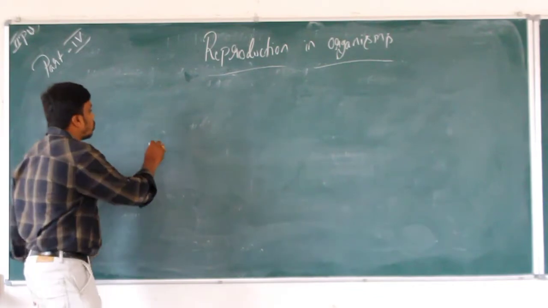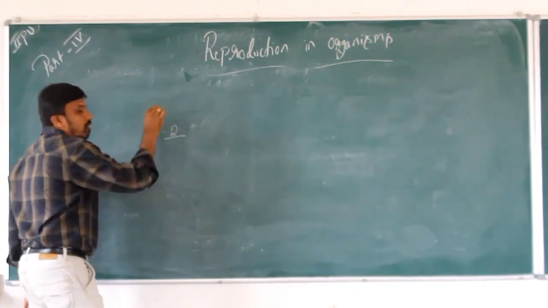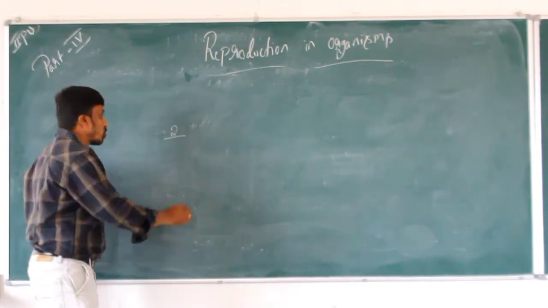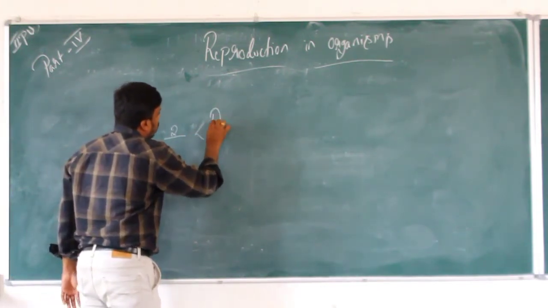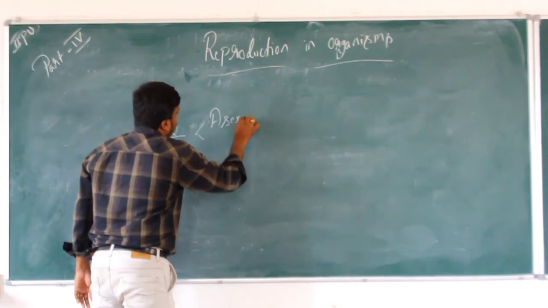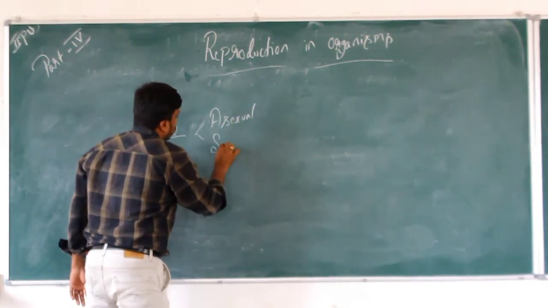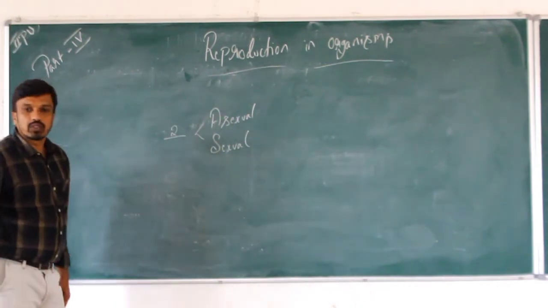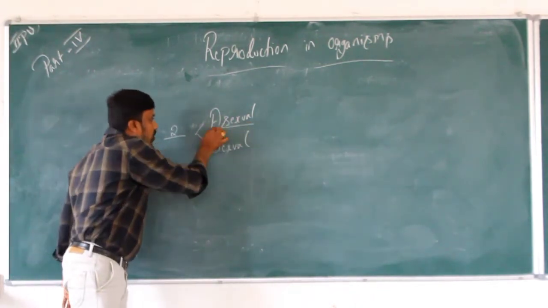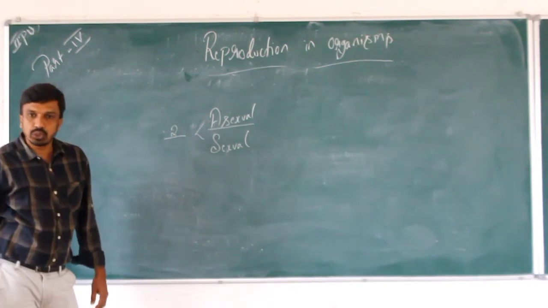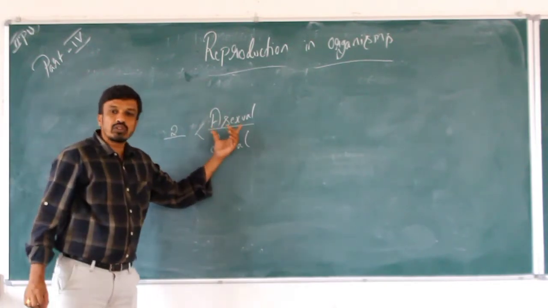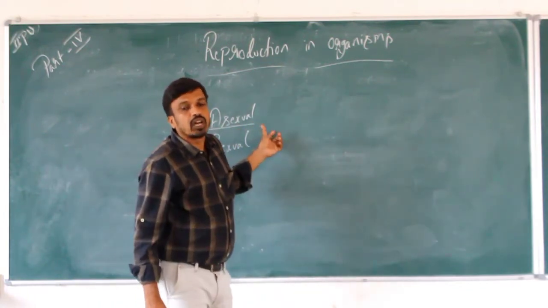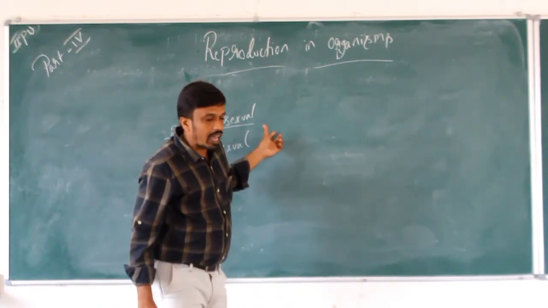Reproduction is of two types. How many types? Two. One is asexual reproduction and the other is sexual reproduction. So, what is asexual reproduction? Asexual reproduction means production of the young ones without the fusion and formation of gametes.